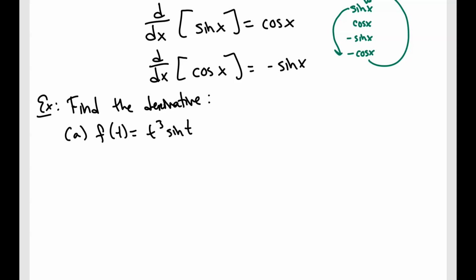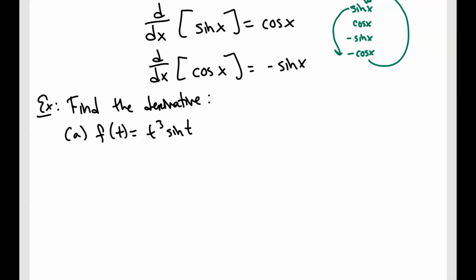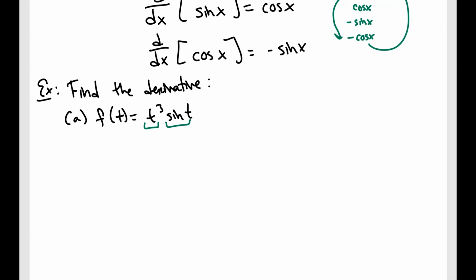Okay, so let's find the derivative of this. If you feel comfortable doing this, try it out. We're going to go ahead and do it right now. Notice that you have two different functions. Two different functions means the product rule. So I'm going to use the product rule to take the derivative of this.